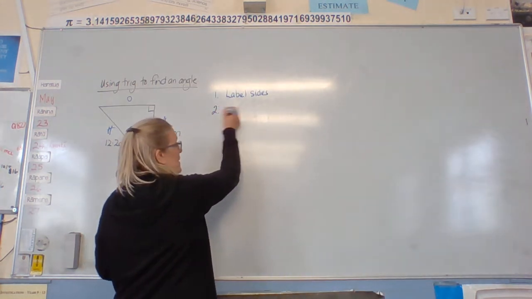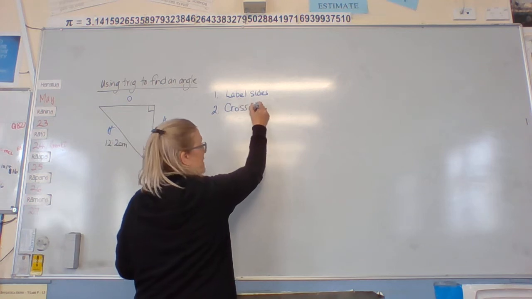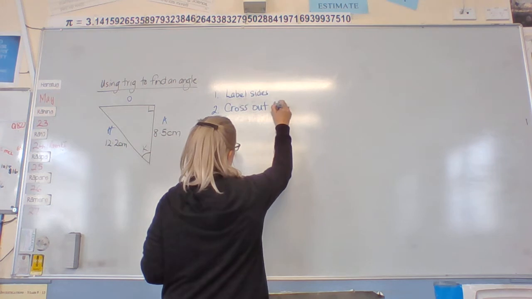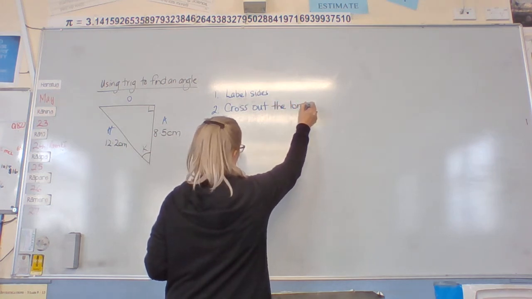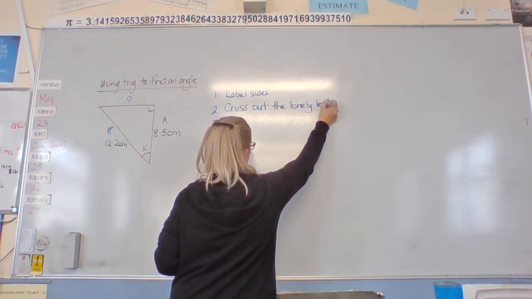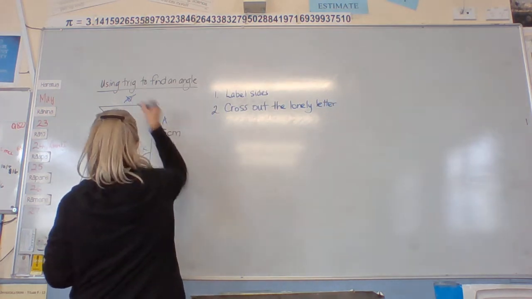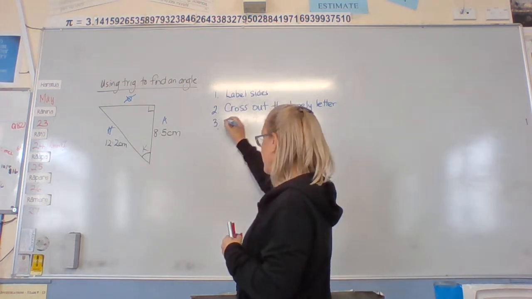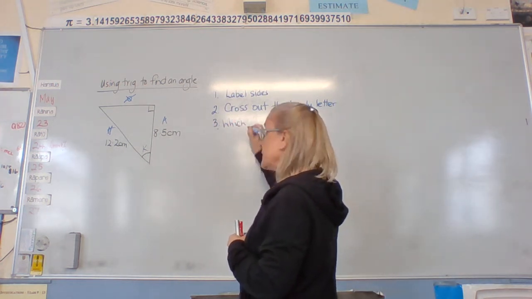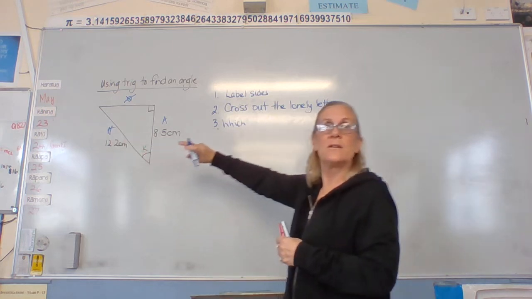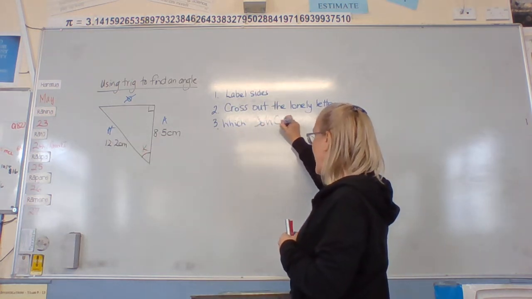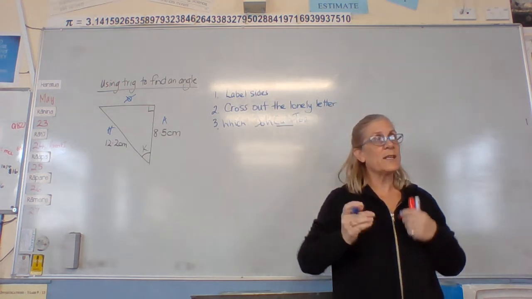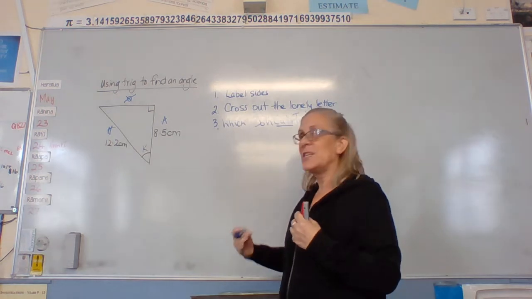Number 2, cross out the lonely letter. This tells us which of the 3 trig ratios we're using. And we still have 3 choices. So get rid of O. Which one are we using? A and H, okay, so SOH CAH TOA. We have got A and H, so we're using CAH, just the same, nothing's changed yet.